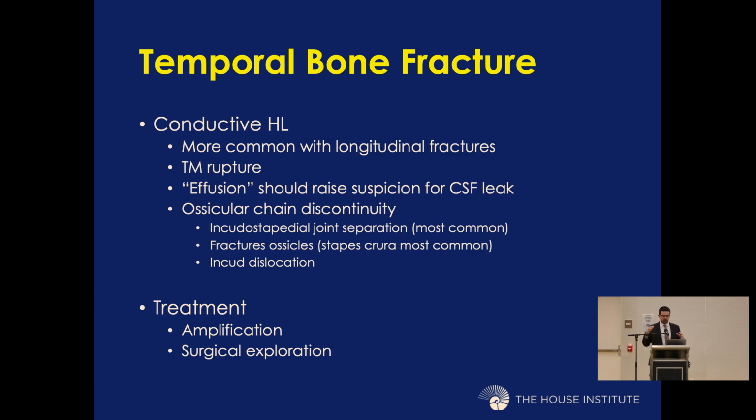With longitudinal fractures, you would see this more often. The conductive hearing loss would be seen more often. They would have a rupture of the eardrum. If there's any effusion, it should raise the suspicion for CSF leak. And oftentimes this is due to discontinuity of the ossicular chain. The most commonly involved location is the incudostapedial joint. It can easily separate or dislocate. And then ossicular fracture is the second most common, usually the crura of the stapes, which is the weakest point.